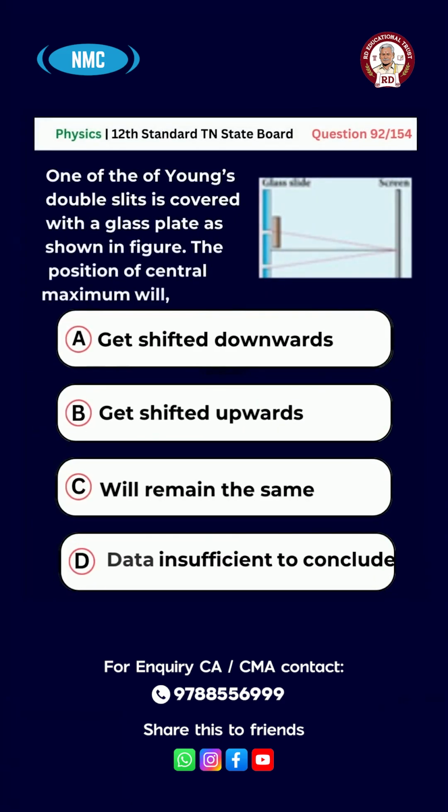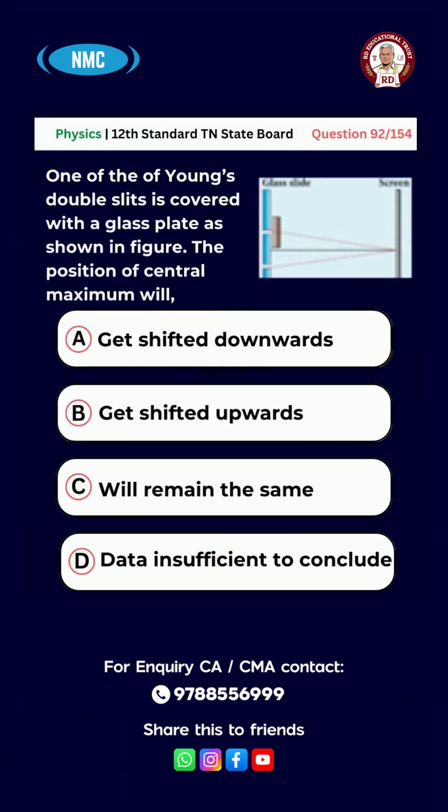Question number 92. One of the Young's double slits is covered with a glass plate as shown in the figure. The position of central maximum will option A, get shifted downwards, B, get shifted upwards, C, will remain the same, D, data insufficient to conclude. The right answer is option B, get shifted upwards.